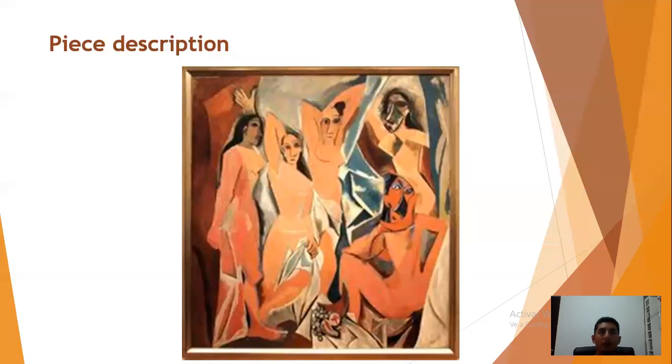For the piece description, we have an oil painting on canvas with dimensions of 243.9 by 233.7 centimeters, where 5 nude and semi-nude women are represented. 4 of the women are standing, while one is sitting. The 3 women in the center have their bodies pointing forward, and the 2 on the edges are in profile with their look towards the middle.